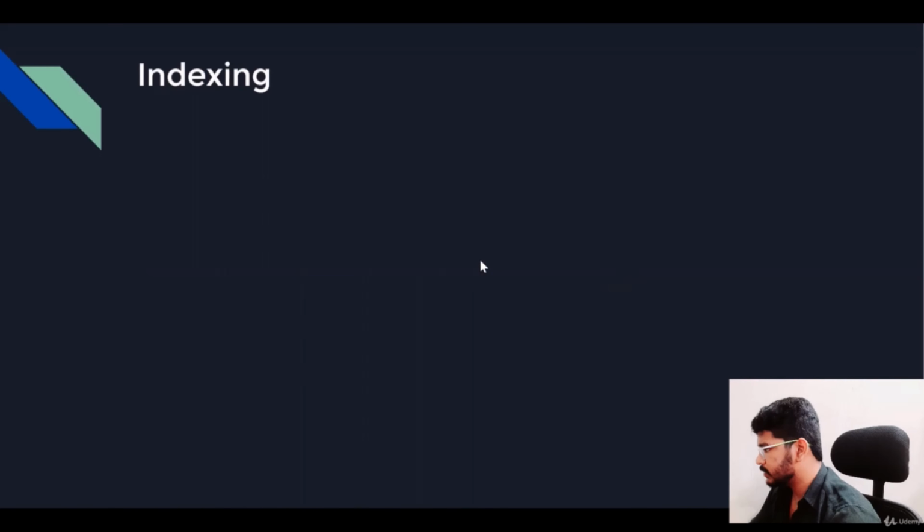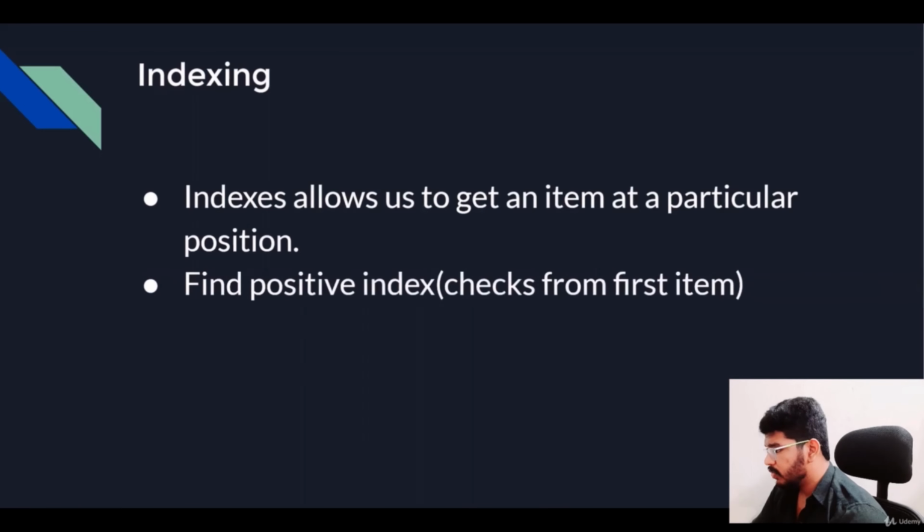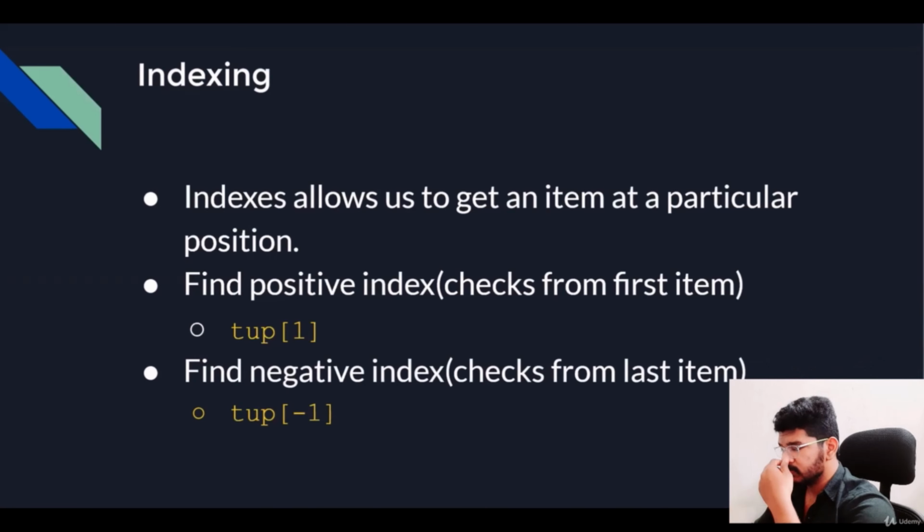So here in this video we will see indexing, what type of indexing we can perform on tuples. Indexing allows us to get an item at a particular position. We can use the positive index, which checks from the first item. We can also use the negative index, which checks from the last item. The same indexing can also be performed on tuples.